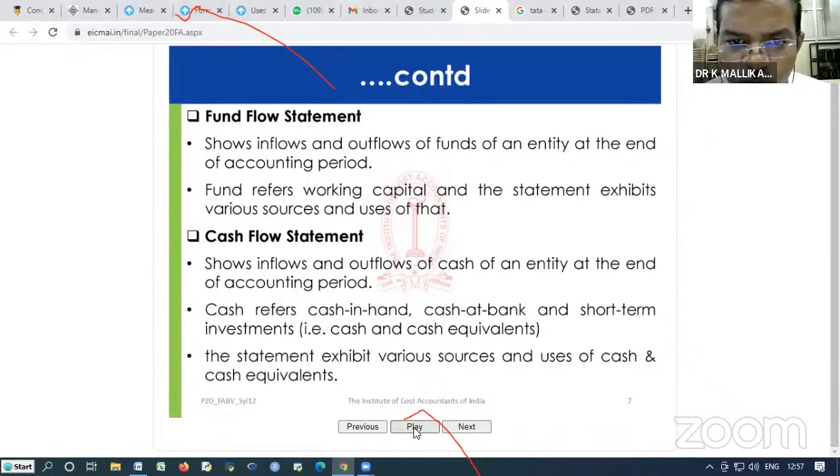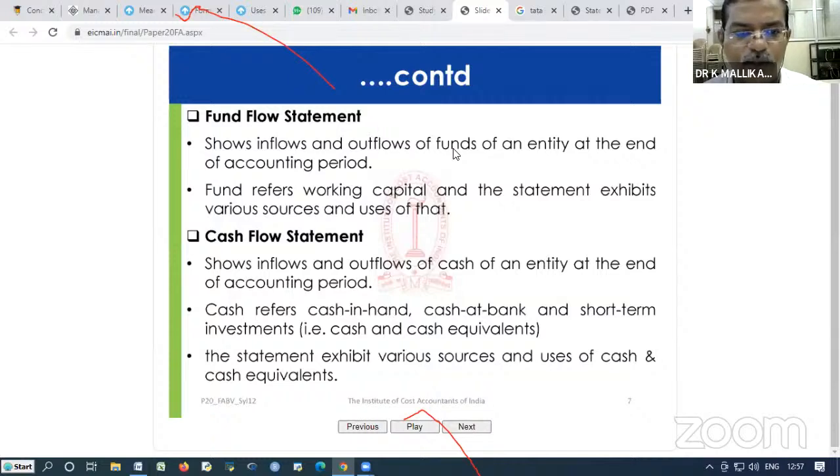The fund flow statement shows the inflows and outflows of funds of an entity at the end of the accounting period, during one year. Funds refer to working capital, and the statement exhibits various sources and uses of funds. So what are these inflows and outflows of funds? What is meant by flow? Flow is nothing but a change. It's only the change, right?